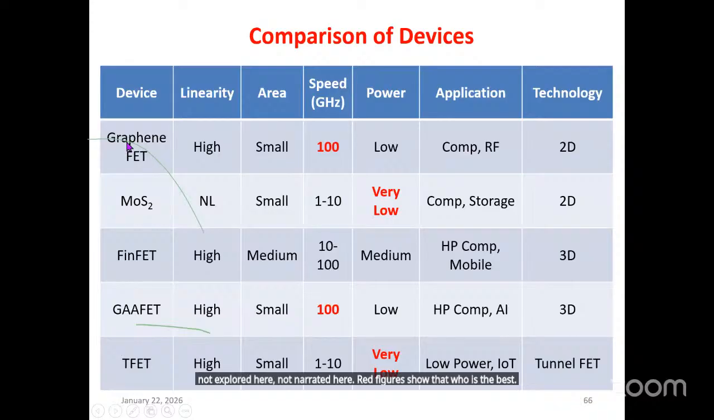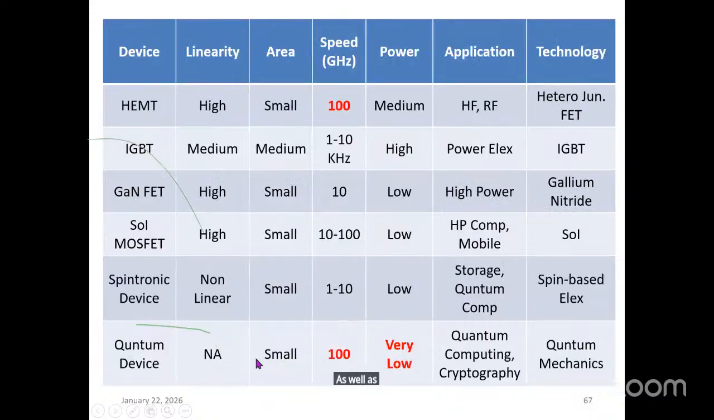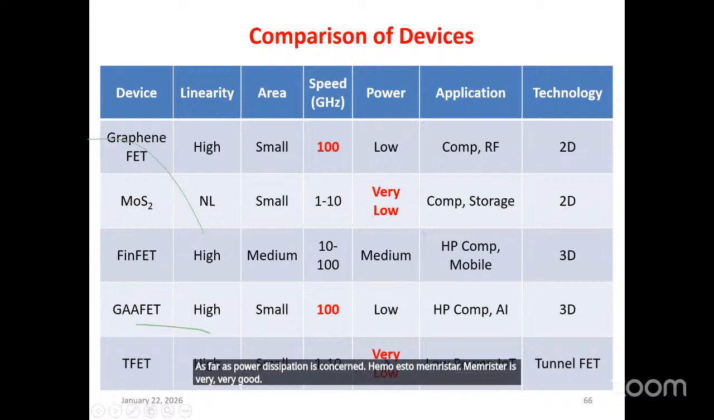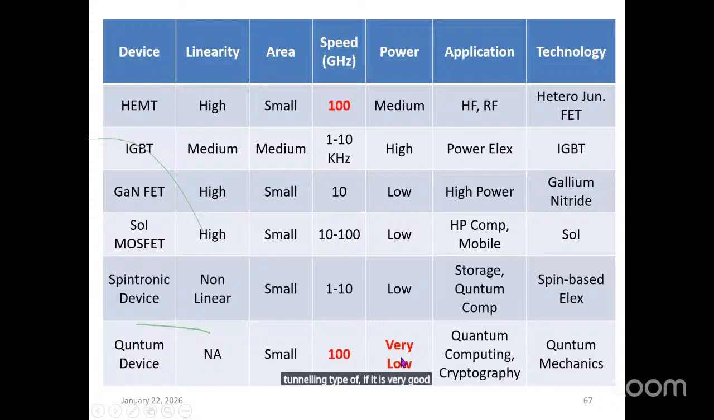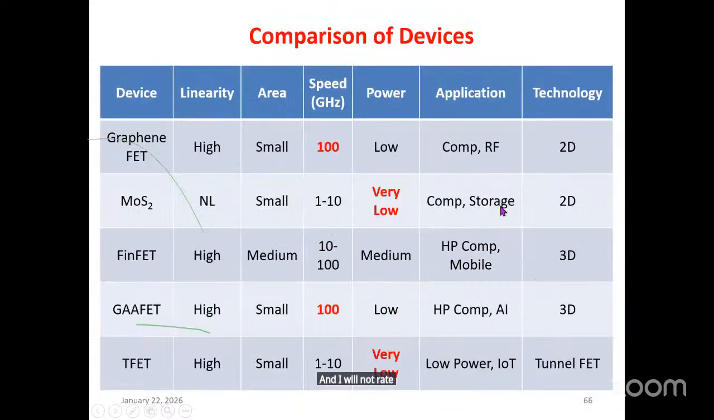As far as speed is concerned, graphene FET is really very good. Gate all around is very good, HEMT is very good, and the quantum device also is very good. As far as power dissipation is concerned, the MOS memristor is very, very good. Tunneling type of FET is very good as per dissipation, and the quantum device is very good. I will not read it out because of the limitation in time.